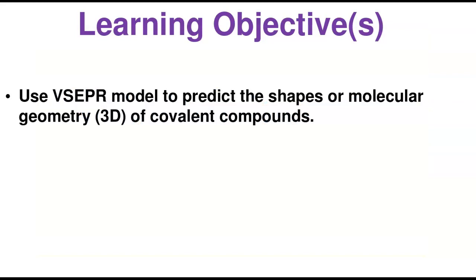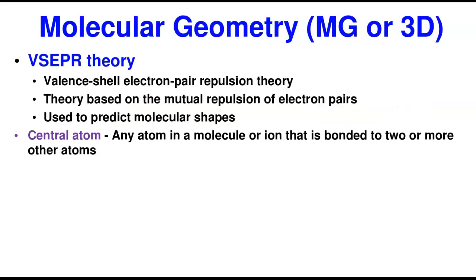Now, in this lecture, I have just one learning objective to achieve. And what is that? We're going to be using the VSEPR model, the valence shell electron pair repulsion model, to predict the shapes or molecular geometry or the 3D of molecules of covalent compounds. And that's just one objective that we're going to be addressing in this chapter.